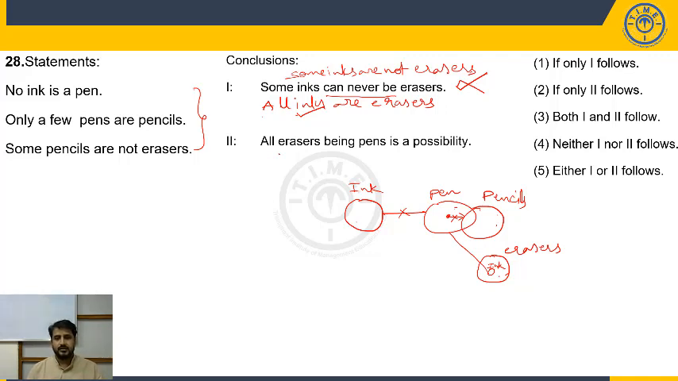Next, second conclusion. All erasers being pens is a possibility. Can you place all these erasers inside the pens? Let's check it. Now, let's cross check with the given statements. No ink is a pen. Yes. Only a few pens are pencils. Yes. Some pencils are not erasers. Yes, pencils are here, erasers are here, disjoint sets only. So all the statements are true. What am I able to prove here? All erasers being pens. Is it possible? Yes, possible. Only 2 follows. Choice 2.